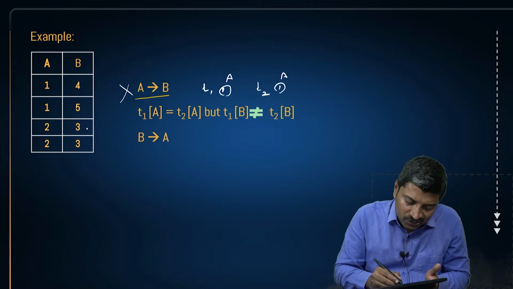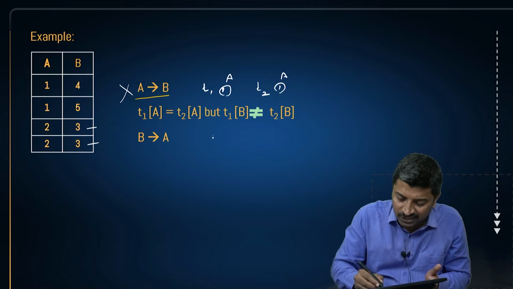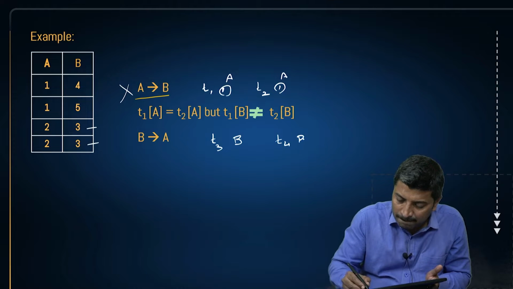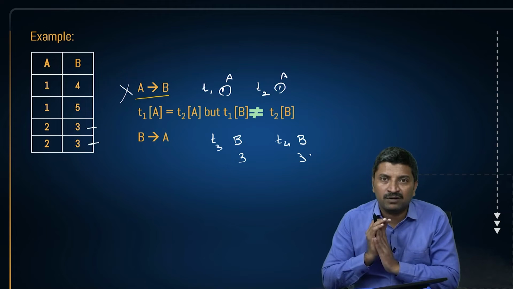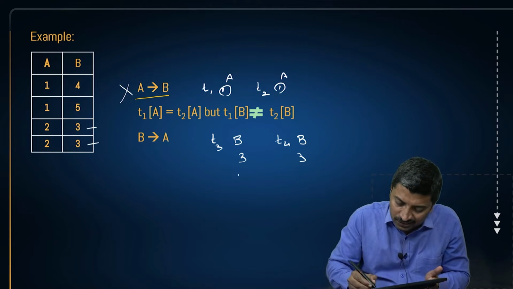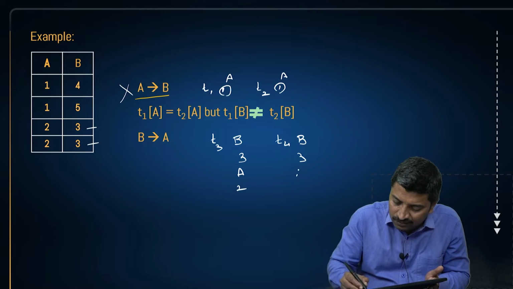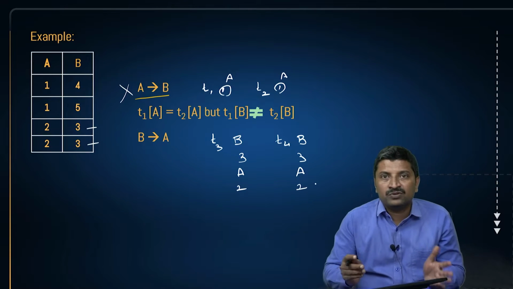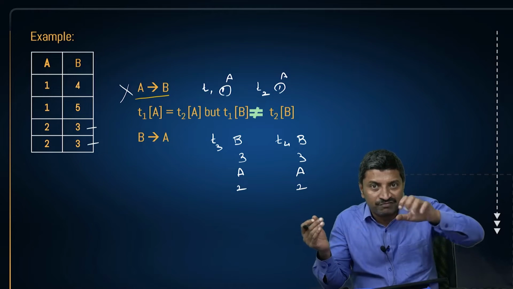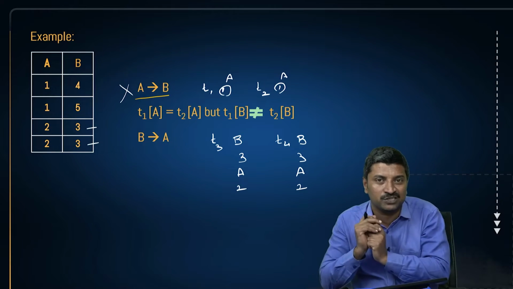There are two tuples, T3 and T4. That means I am having T3, T4. What are the corresponding values of B, sir? Both are having same value 3. Fine. Now what are the corresponding values of A? That means the right hand side. A is having 2 and here also A is having 2. So the values of B are same and the values of A are also same. So for this particular pair, the functional dependency holds.